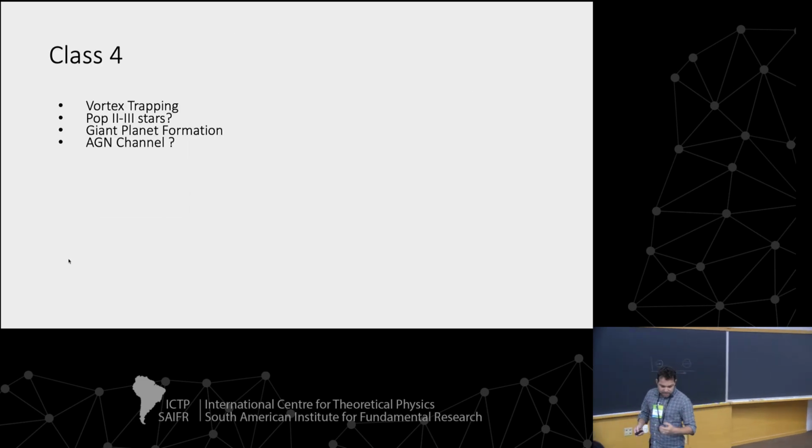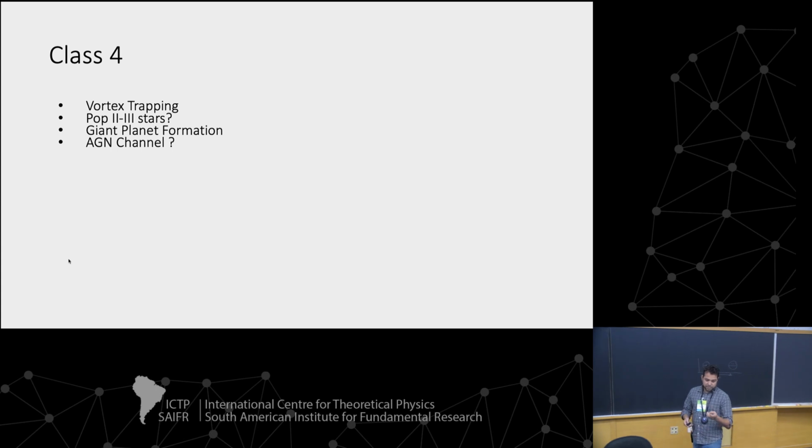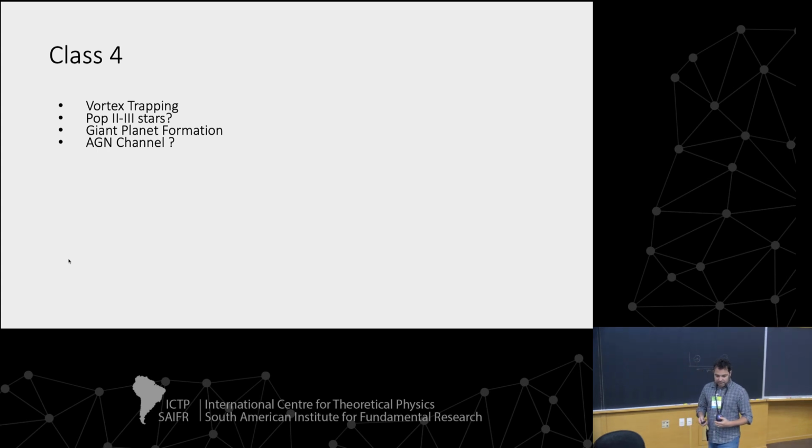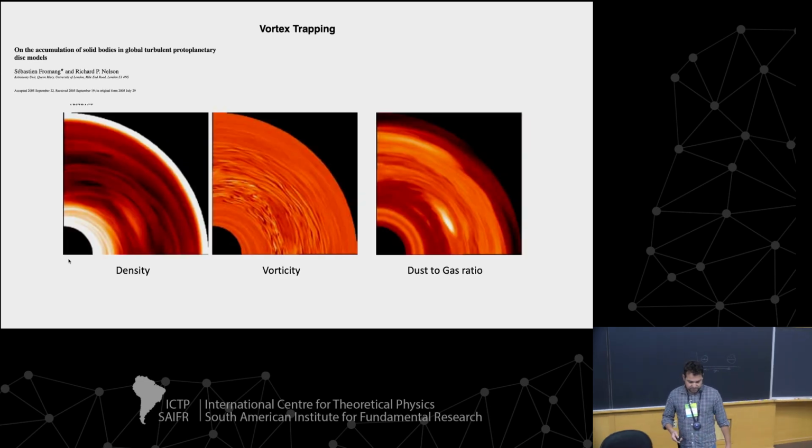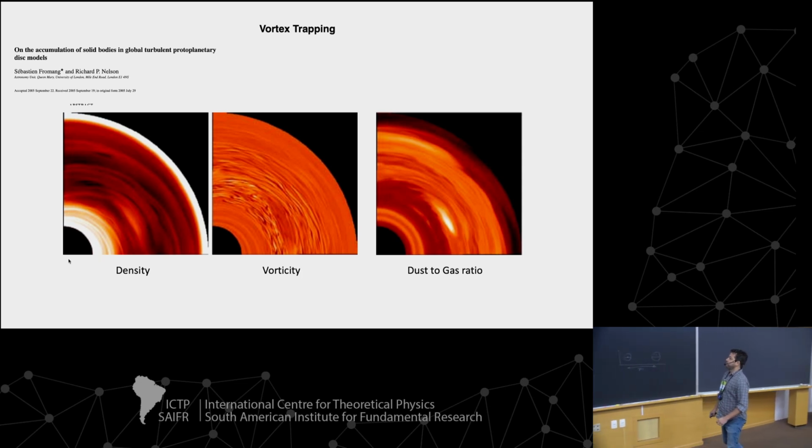Let's talk about another mode for the formation of planets, which is vortex trapping, and also the formation of giant planets. I'll touch upon how these can be generalized maybe to even planet formation around population 2 and 3 stars, since we have only been talking about methods that can form planets at very high metallicity, but there are these two modes that can maybe also work for low metallicity disks. And I will touch upon the AGN channel, which is essentially scaling up these ideas to other types of disks in the universe. So first things first, let's talk about vortex trapping.